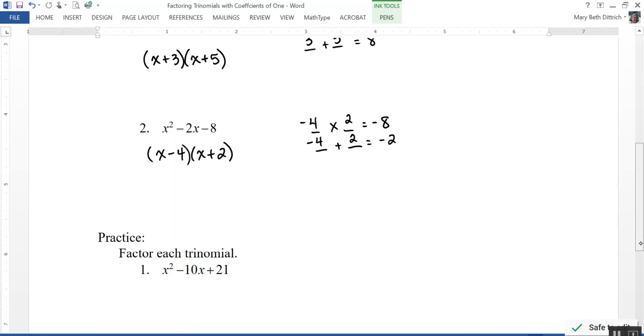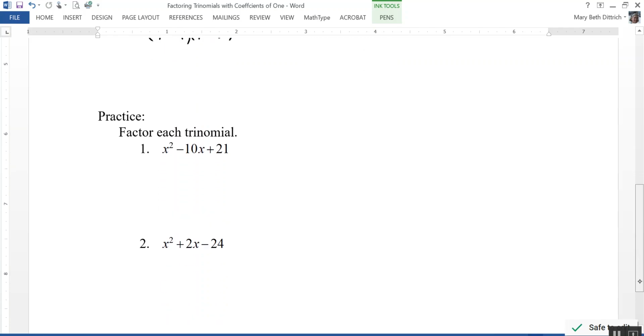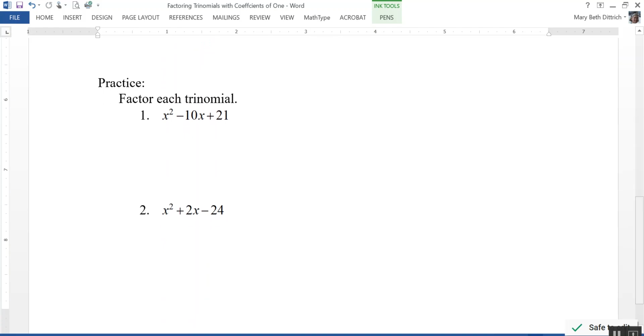So here are a few practice problems I'd like you to try on your own. I think there's just two of them here. Okay, so stop the video and do these two in your math journal. Okay, let's take a look at these problems.